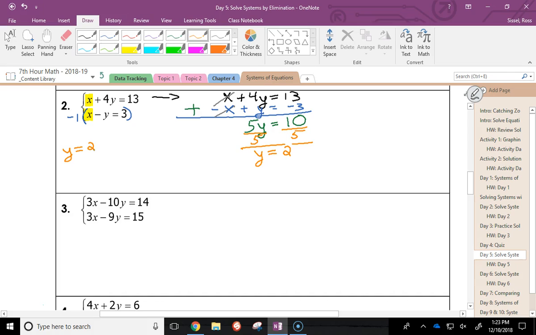Okay, now that I've solved one, I get to choose either equation. Honestly, the second one looks easier again. X minus y equals 3. And instead of writing down a y, I'm going to put in, well, we said y was a 2. So right now I have x minus 2 equals 3. How do I get x alone right now?